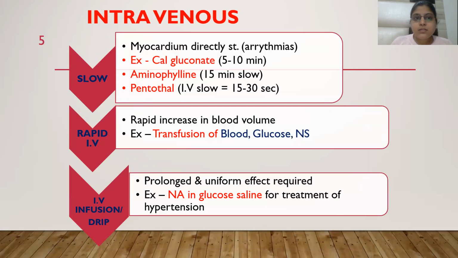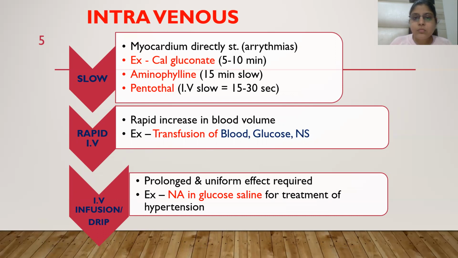Intravenous can be slow, rapid IV, and IV infusion or drip. In the slow type, for example, we inject directly into the myocardium in case of arrhythmias, and calcium gluconate can be given. Aminophylline, a phosphodiesterase inhibitor, is used in the treatment of bronchial asthma. Pentothal can be given IV slow.